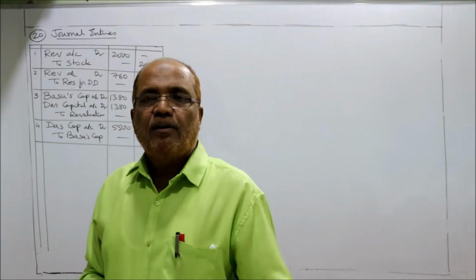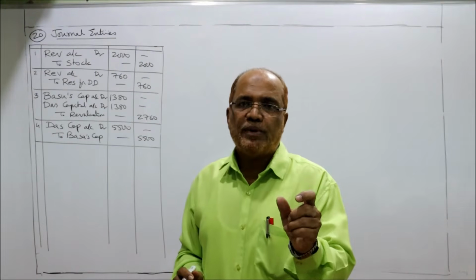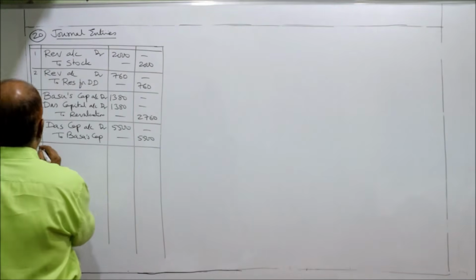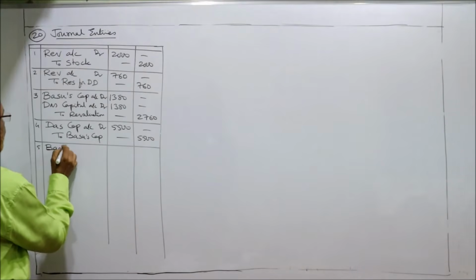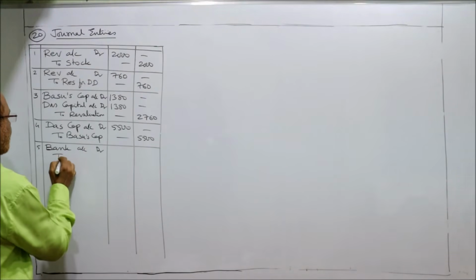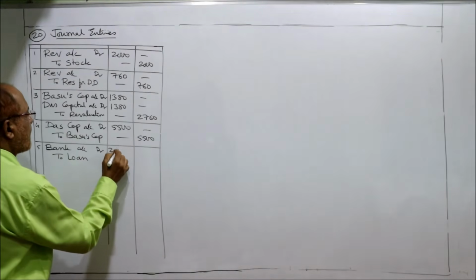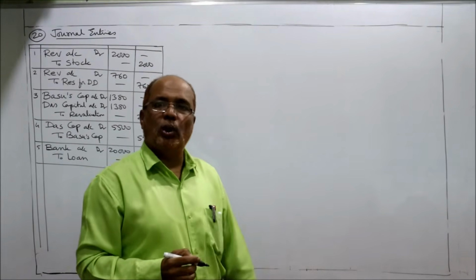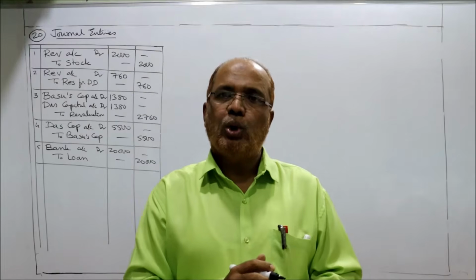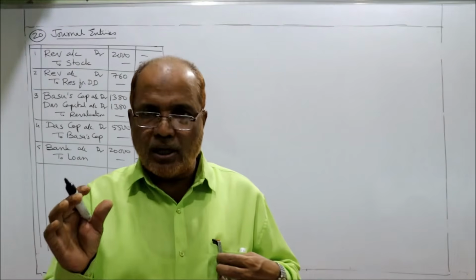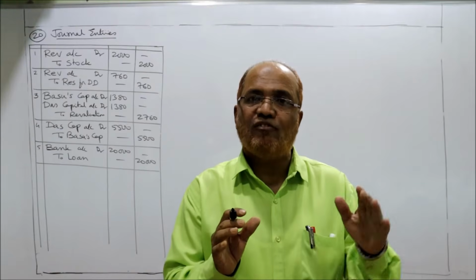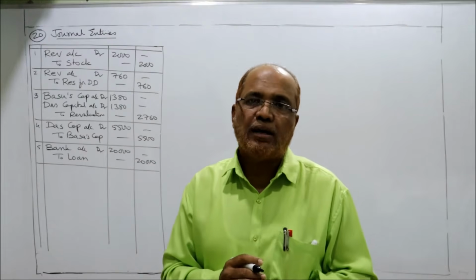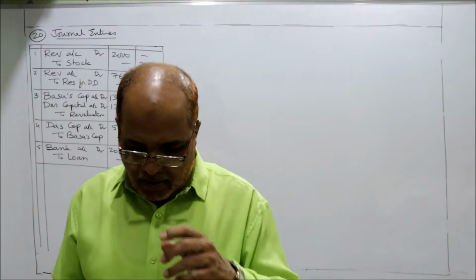That's all. Now, a loan is taken. 20,000 rupees का loan लिए, काय के लिए? To be paid to Basu. Bank account debtor to loan account. Loan is taken. Being the loan taken for the purpose of paying to the retiring partner Basu. So 20,000 rupees we have taken.